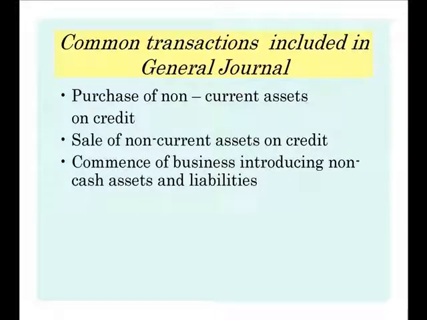But to understand the common transactions that are included in the general journal, let me list a few. Purchase of non-current assets. Remember, purchase of non-current assets on credit. On credit. What does it mean? Can you remember David Kavas? Now he's a friend of ours, right? Yes. Or in other words, our boss. We are working for him.